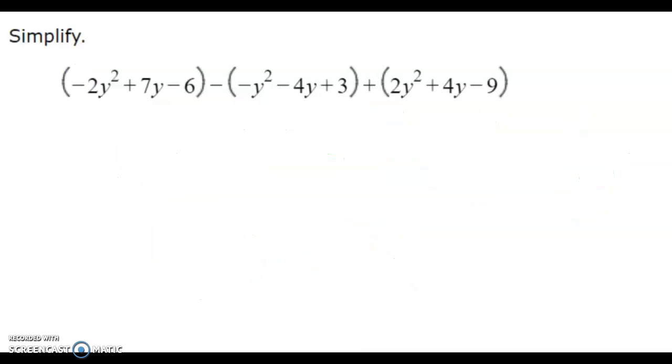Now you're going to see some of these things with 3 polynomials. Now I'm just going to go through that first step on this one, just to save a little time.